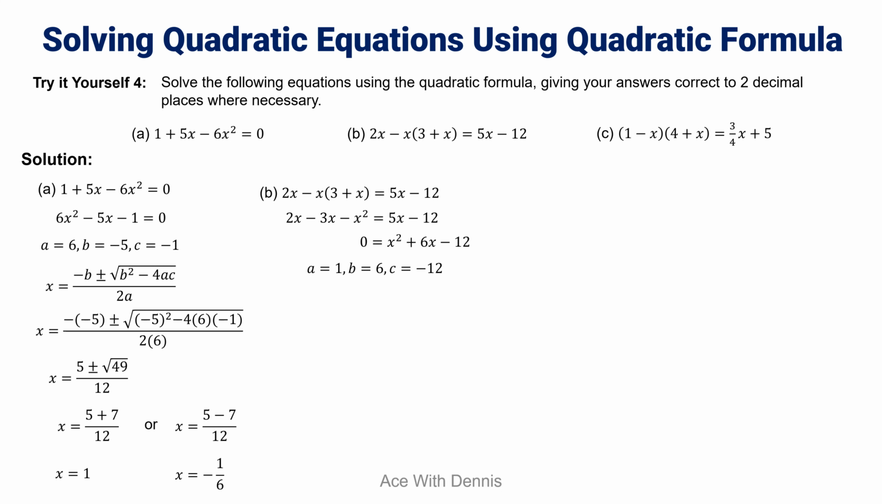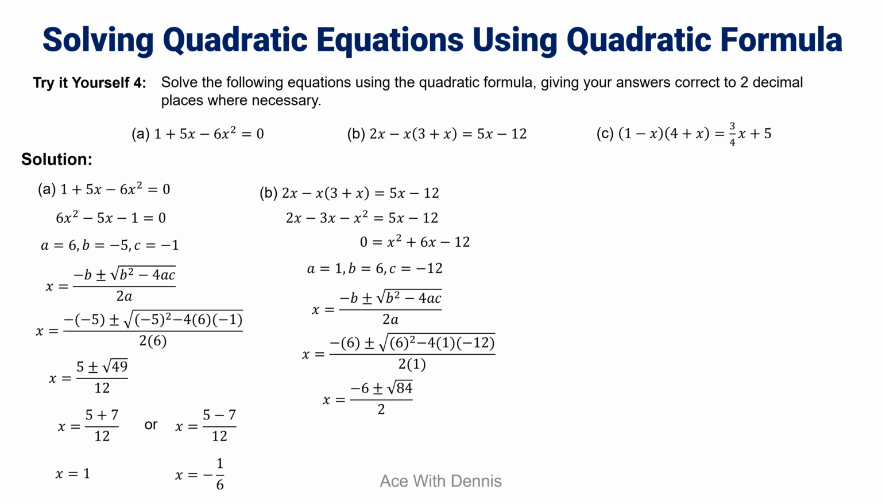Now we can apply the formula x = (-b ± √(b² - 4ac))/2a. Substitute the values, x = (-6 ± √(6² - 4 × 1 × -12))/(2 × 1). Calculate the values, we get x = (-6 ± √84)/2. Then calculate separately, x = (-6 + √84)/2, or x = (-6 - √84)/2. So the first answer will be x = 1.58 to 2 decimal places, and the second answer is x = -7.58 to 2 decimal places.